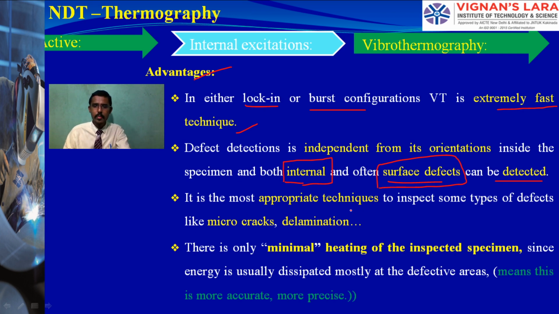It is the most appropriate technique to inspect types like micro cracks and delamination. Micro cracks came up here: we talked about vibrothermography, where we get multiple graphs, therefore micro cracks are also possible, as we said. There is only minimal heating of the inspected specimen, since the energy is usually dissipated mostly at the defective areas. That means we are using accurate and precise methods.